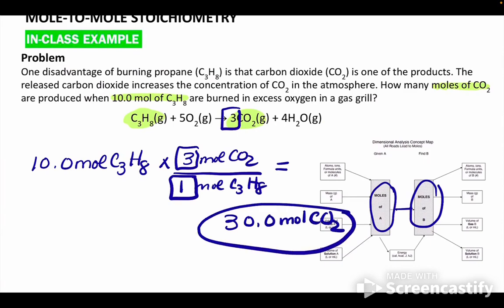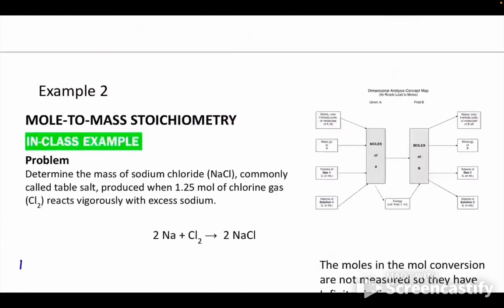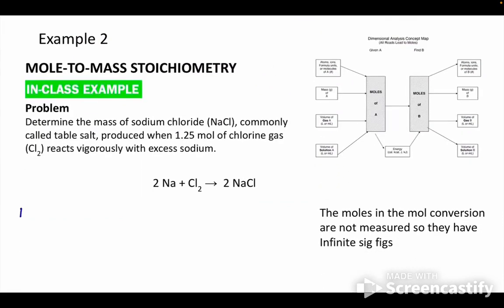So that was the simplest type of stoichiometry problem, where it's just moles of one using that mole ratio to convert to moles of another substance in the reaction. Now we can talk about some that are not just plain mole to mole problems. So in this problem, we have 1.25 moles of chlorine, and then we want to know the mass of the sodium chloride. So these are my two that I'm interested in.